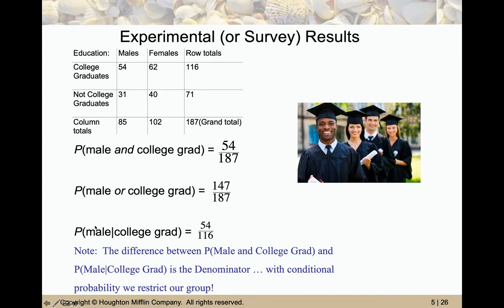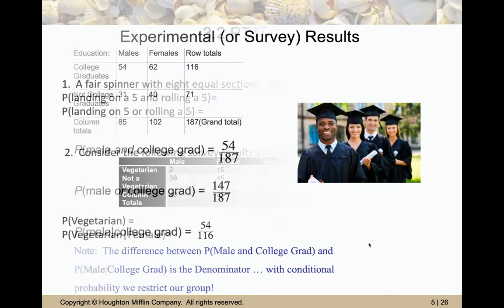The probability of a randomly selected person being a male given they are a college graduate. Okay, so we're no longer looking at our whole sample. Okay, we're only looking at the 116 college graduates. So our denominator is now 116. How many of those were male? 54. So it's 54 out of 116. Note the difference between the probability of male and college graduate and the probability of male given college graduate is the denominator. With conditional probabilities, we restrict our group. So you need to pay attention to that.